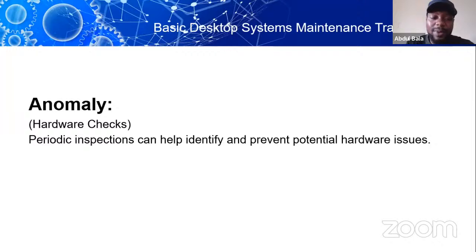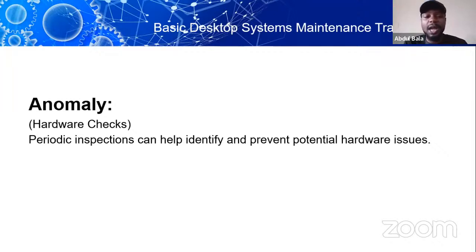And so, hardware checks: periodic inspections can help identify and prevent potential hardware issues. We don't necessarily need to be waiting every time for them to bring complaints. We can be much more proactive. When they are bringing complaints, it means we're being reactive. It can be overwhelming when you have to deal with 3, 4, 5 systems at a time based on reaction. But if you schedule periodic maintenance calendars for systems within your stations, you will discover that you are ahead of the curve. Before the problem comes, you're already identifying it.